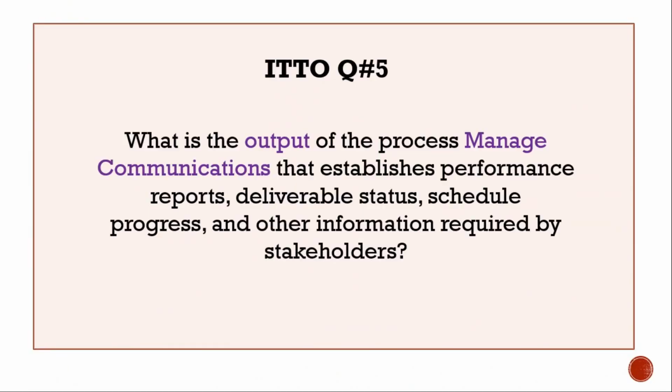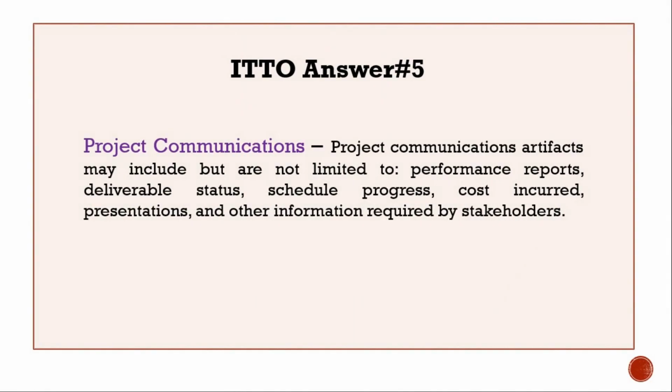And now let's move on to the next question. Question number 5. What is the output of the process manage communications that establishes performance reports, deliverable status, schedule progress, and other information required by stakeholders? Answer: Project communications. Project communications artifacts may include but are not limited to performance reports, deliverable status, schedule progress, cost incurred, presentations, and other information required by stakeholders.